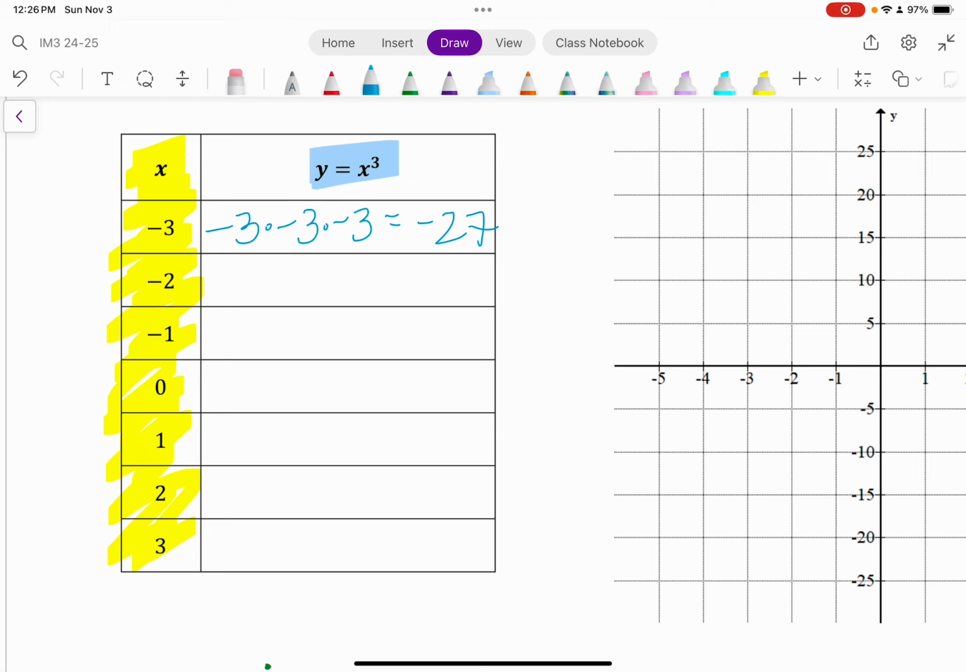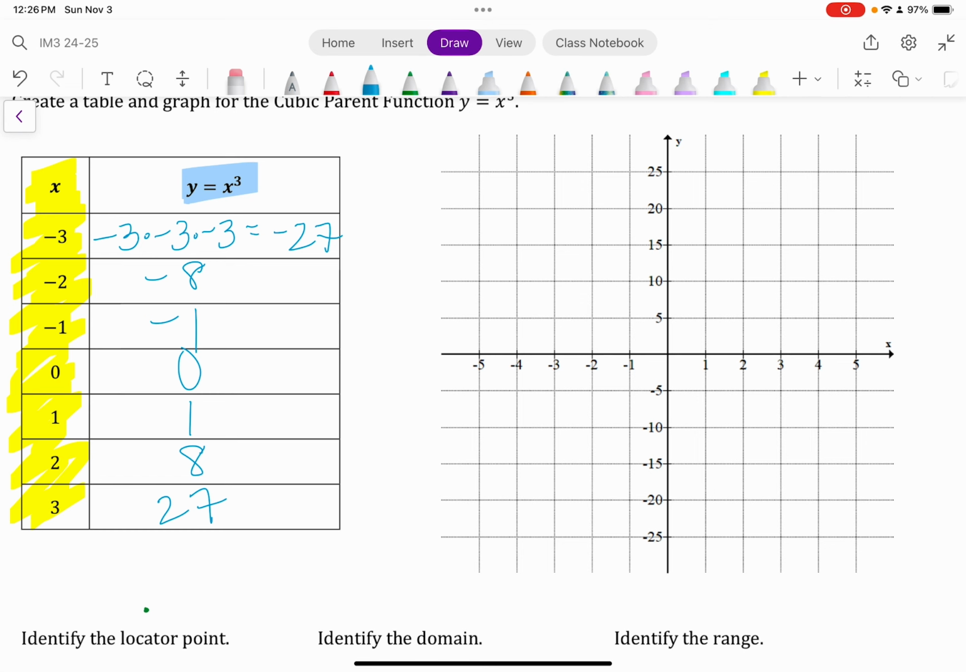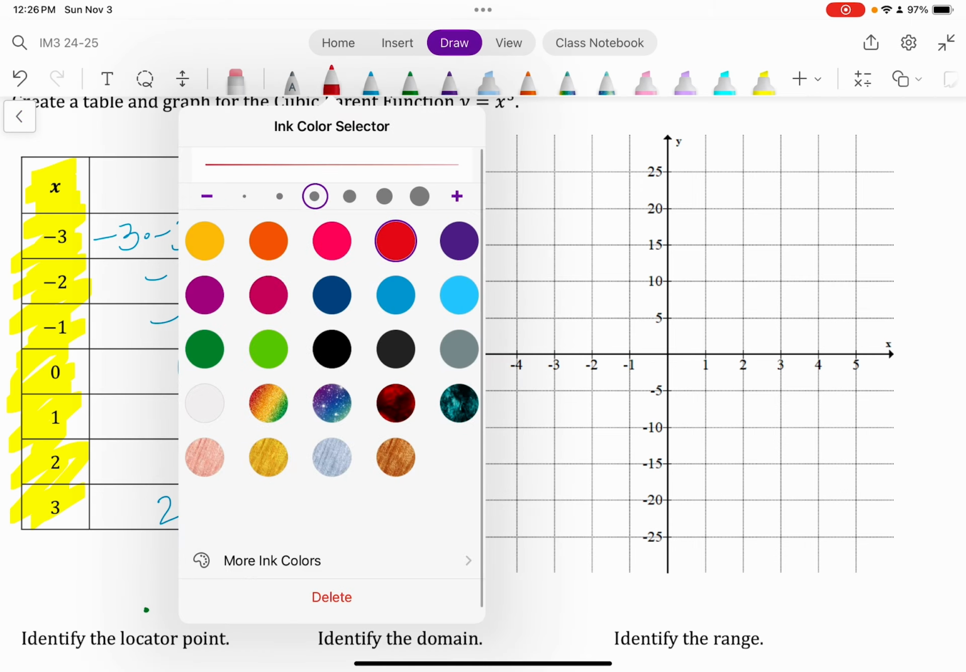You kind of get the idea. Negative 2 cubed is negative 8. Negative 1 cubed is negative 1. 0 times 0 times 0 is 0. 1, 1, 1 is 1. 2, 2, 2 is 8. 3, 3, and 3 makes 27. So these numbers, although they are the same magnitude, do not have the same sign. So we're going to see how that affects our graph.